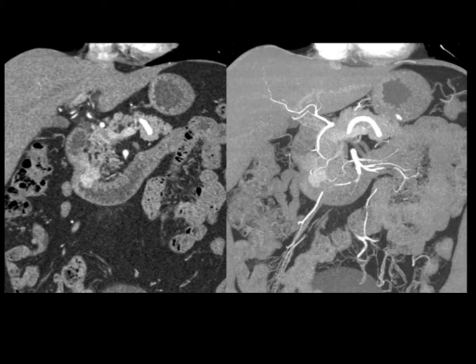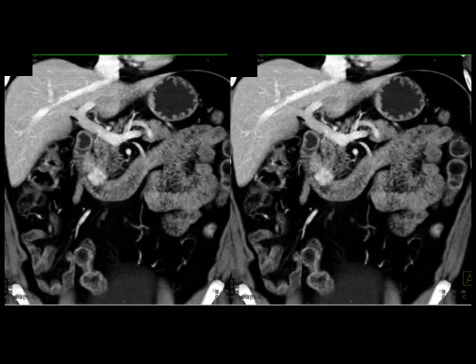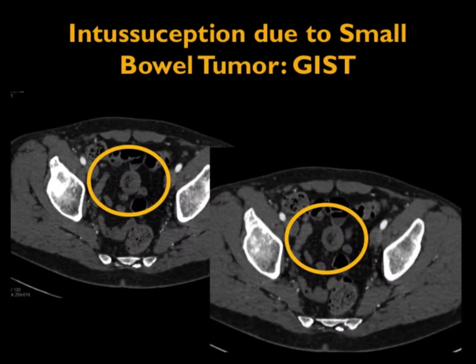Maybe it's an unusual neuroendocrine tumor near the ampulla. That's a possibility. Here it is again, and this was at surgery a GIST tumor. So again, sometimes they're very classic, and sometimes they are very difficult to diagnose. But again, vascularity is the hallmark.